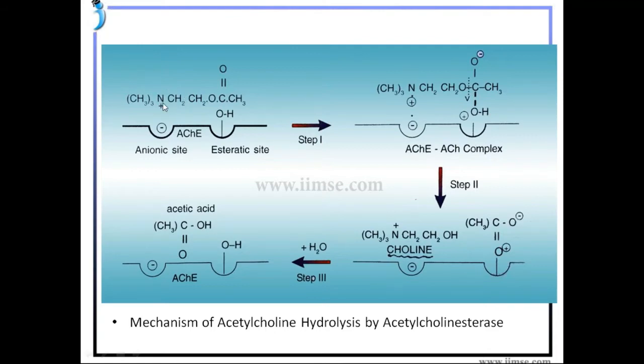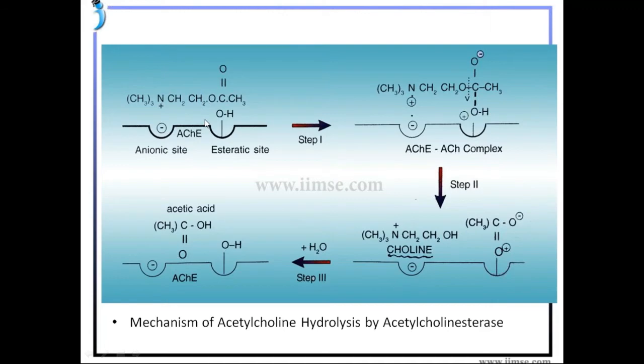The quaternary nitrogen of the acetylcholine binds to the anionic site of the acetylcholinesterase enzyme, and the carbon of the acetoxy group of acetylcholine binds to the hydroxy group of the esteric site of acetylcholinesterase. Okay, let me simplify it. There are two sites, and these two sites are occupied by two parts of the acetylcholine neurotransmitter. This is your acetylcholine and this is your acetylcholinesterase enzyme.